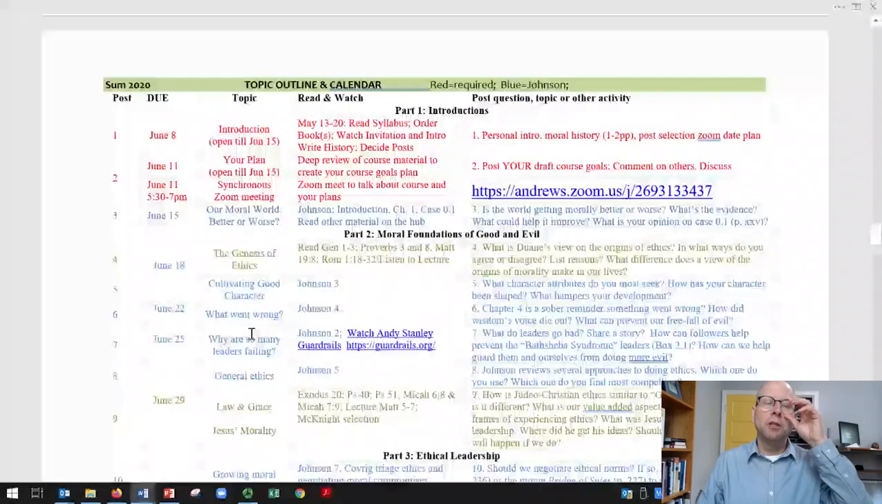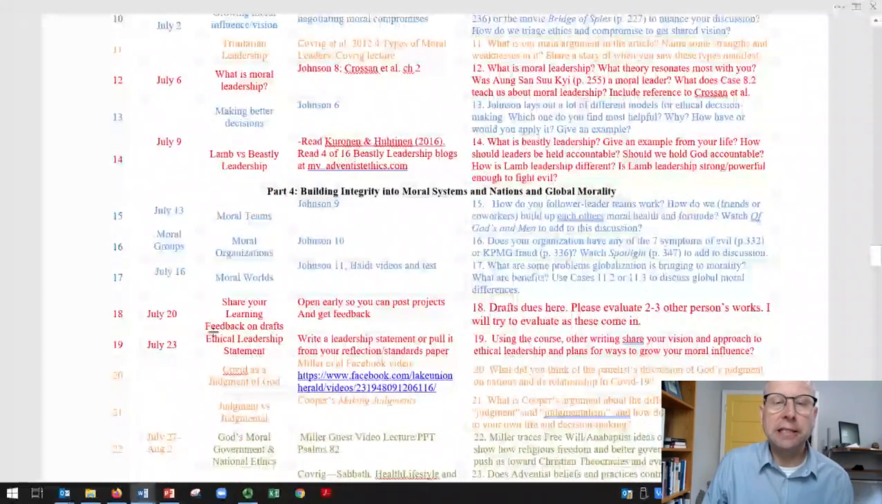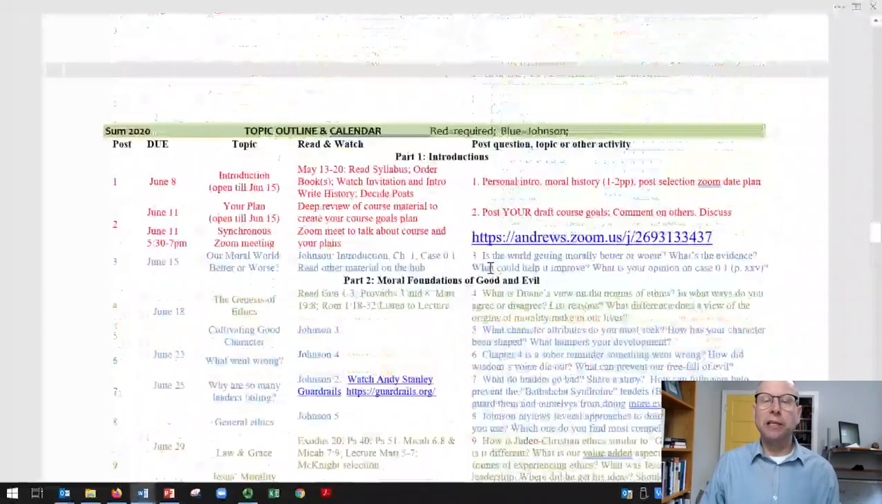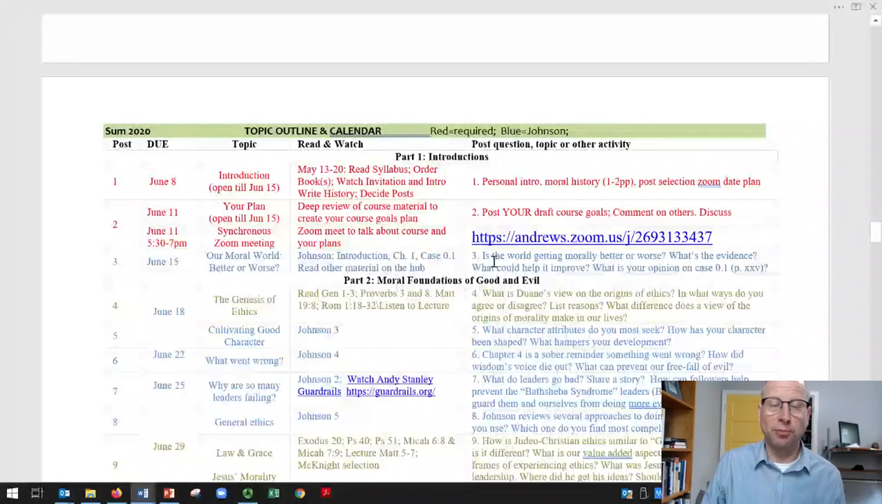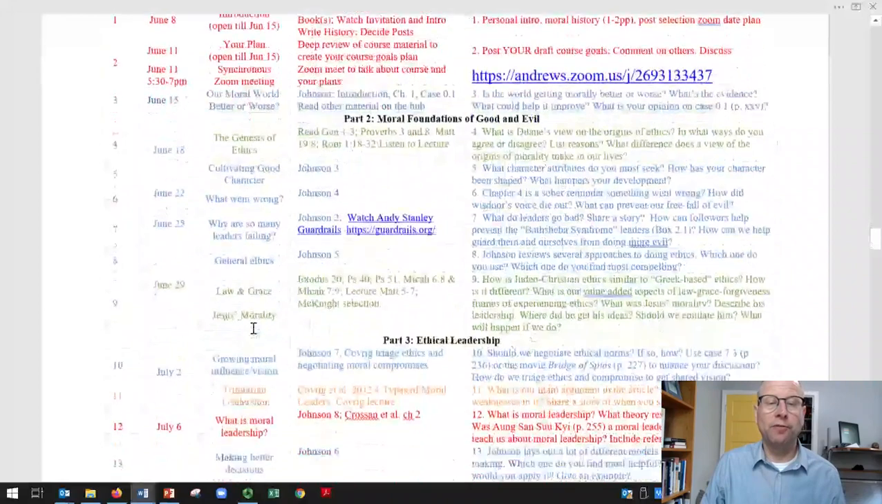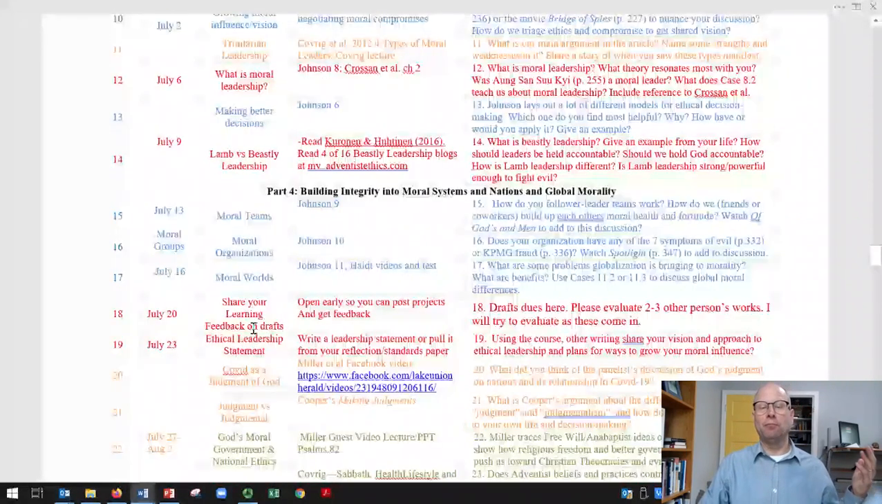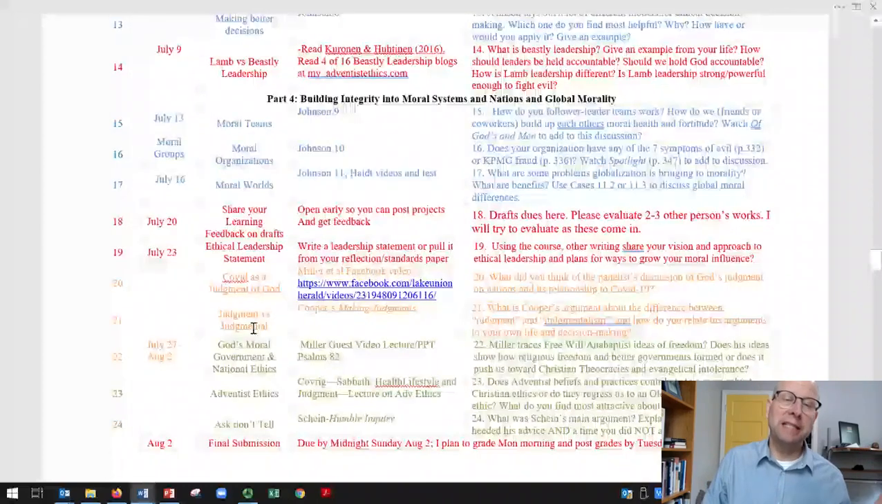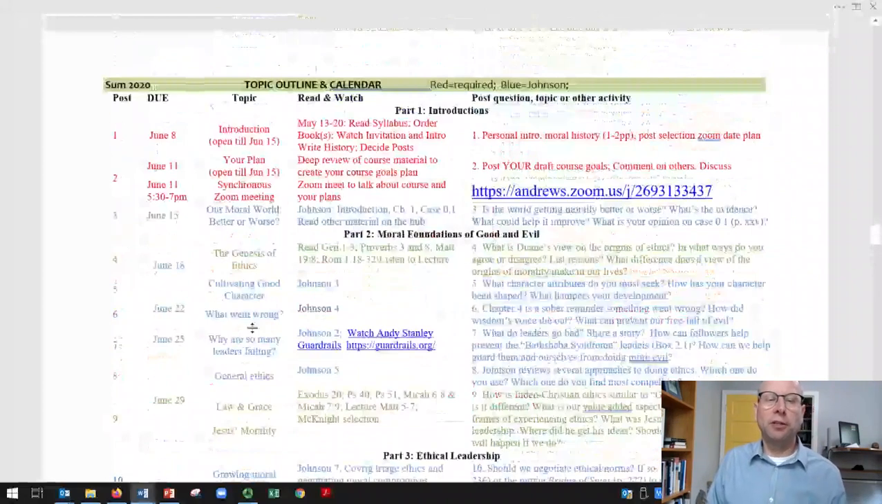Here's the schedule. I put in red the required ones. 1, 2, 12, 14, 18, and 19 are required. The blue corresponds to Johnson. So if you're reading Johnson, you might as well do the blue. There's 1, 2, 3, 4, 5, 6, 7, 8, 9, 10 blue ones. So you combine 10 of those with the mandatory 6. You got 16 right there. You've got a good approach. But I've also thrown in a few other interesting stuff.